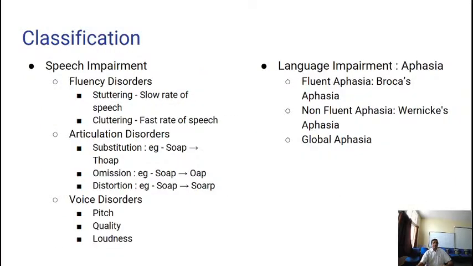Now this is another classification where speech impairment occurs. The fluency disorders like stuttering and cluttering, where some people speak so fast; the articulation disorders; the voice disorders of pitch, quality and loudness; and language impairment because of aphasias, various kinds of aphasias that are described because of a problem in the brain, the speech center in the brain.